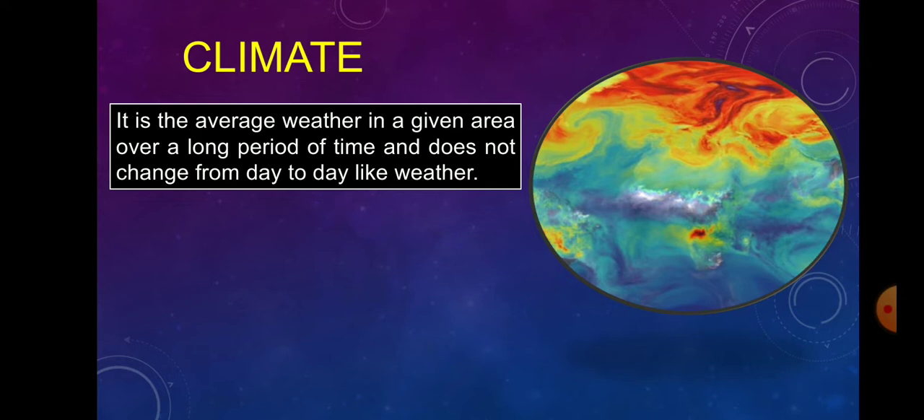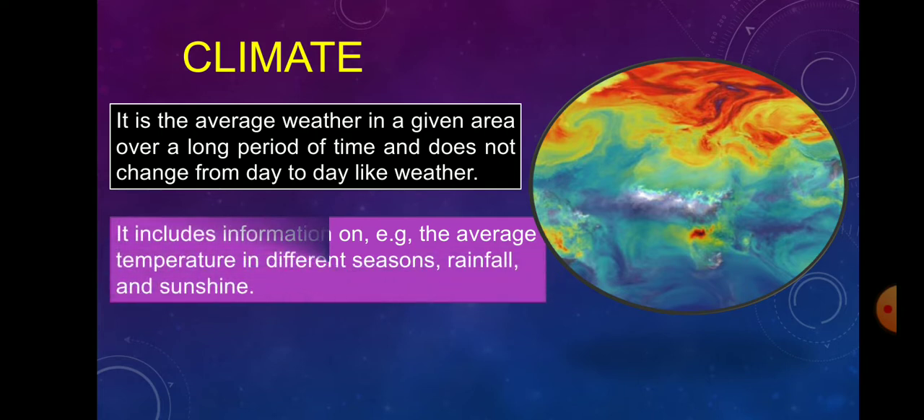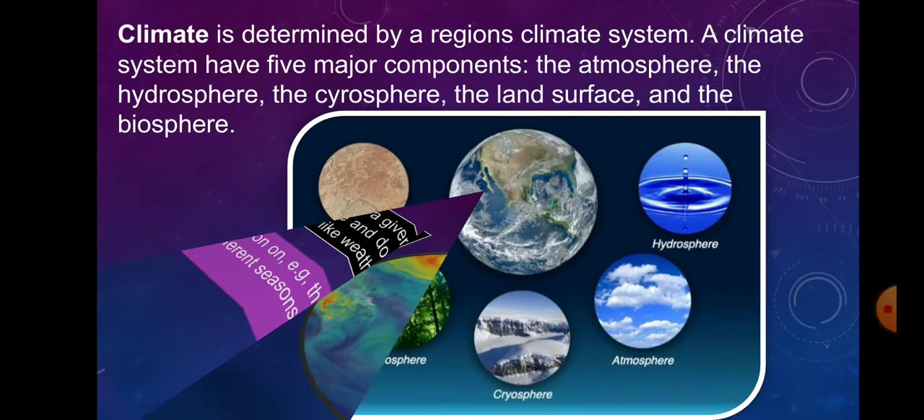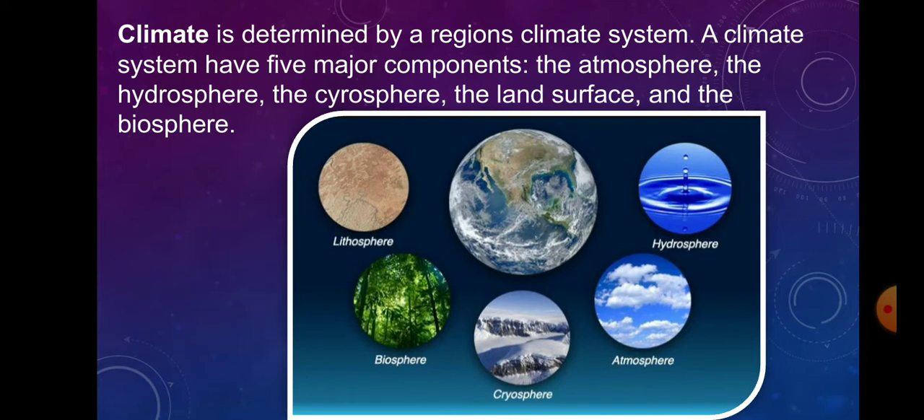Climate, it is the average weather in a given area over a long period of time and does not change from day to day like weather. It includes information on, for example, the average temperature in different seasons, rainfall and sunshine. Another one, climate is determined by a region's climate system. A climate system has 5 major components: atmosphere, hydrosphere, cryosphere, land surface or lithosphere, and biosphere.